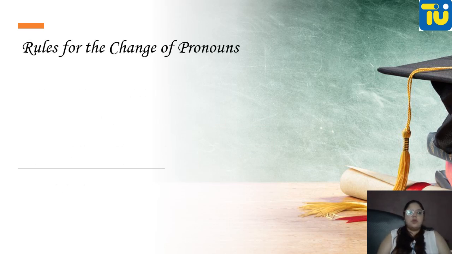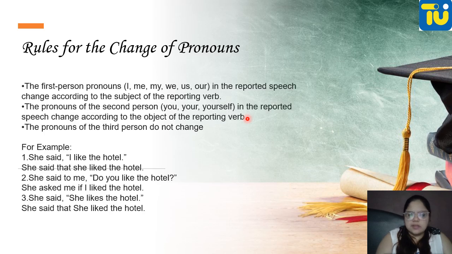Certain rules for converting direct speech into indirect speech, and we will start with the first one, that is rules for the change of pronouns. Pronouns like I, me, myself are converted into she, he, it. Okay, let's see the examples, what the rule is exactly. Now, the first person pronouns I, me, my, we, us in the reported speech change according to the subject of the reporting speech. So the subject signifies how we'll change the pronoun of the first person. The pronouns of the second person are changed according to the object, and the third person is not changed. So the first person according to subject, second person according to object, and the third person remains the same.